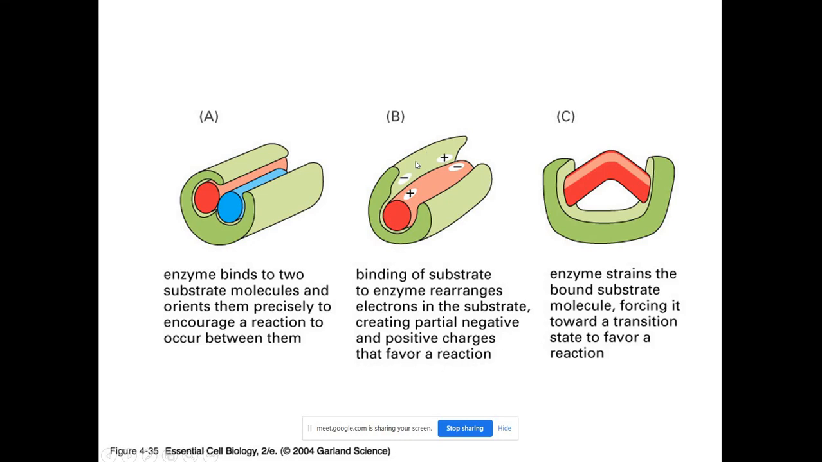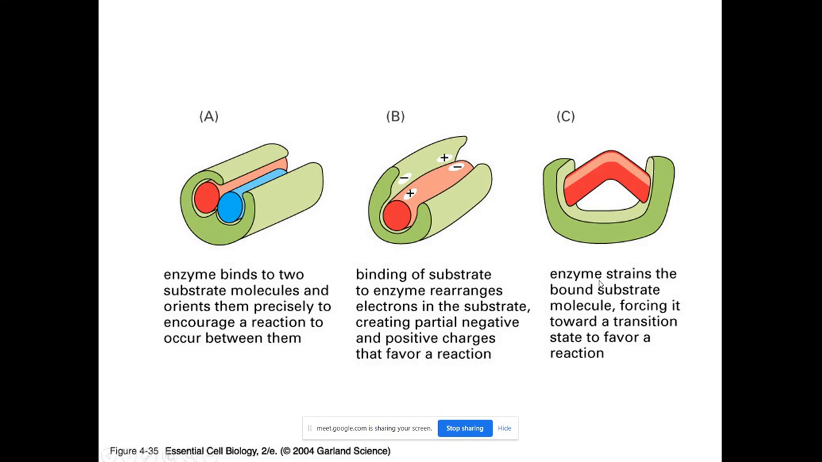Now the reaction becomes favorable and the binding becomes easy, because here you can see this is the open form of the protein. Now here you can see how the substrate change has rearranged the electrons in the substrate, creating partial negative and positive charges that favor a reaction.